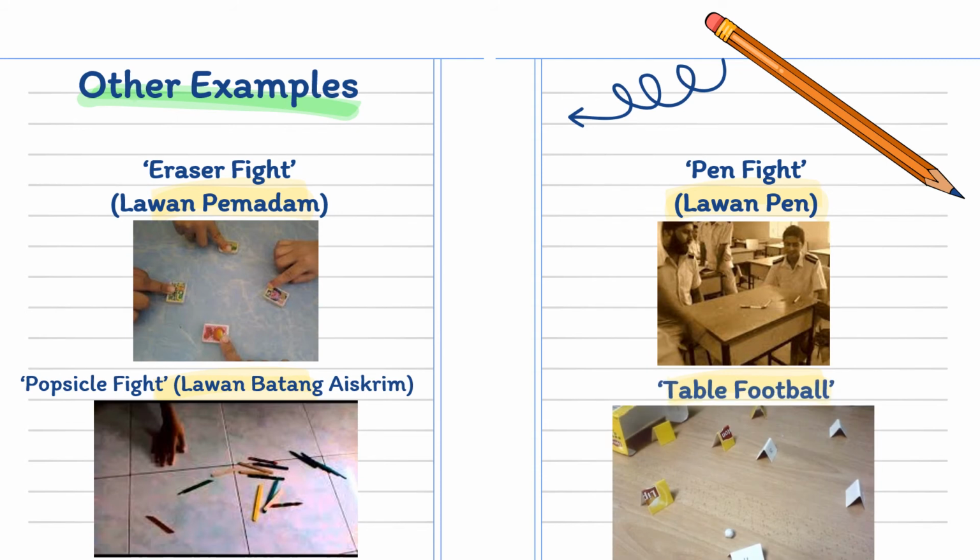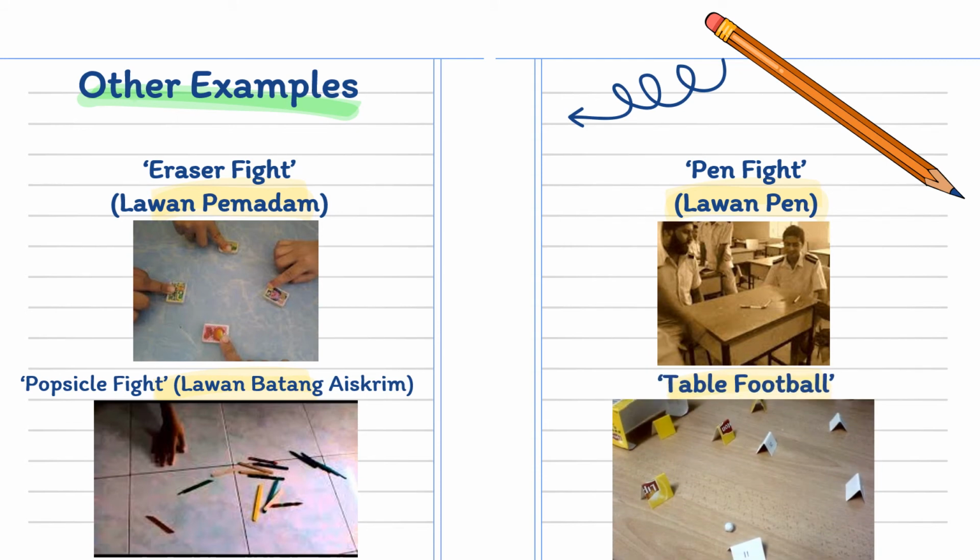Okay. And the last one is table football ataupun main bola meja. You use cardboard or manila card or boxes to make these players. Guna kotak ke kad manila, biasanya kotak lah, keras sikit, and fold in triangle shape, lipat macam ni, and then you make a goal using boxes or paper. Yang bola tak kisah, yang goal tak kisahlah, boleh guna kertas pun tak apa.